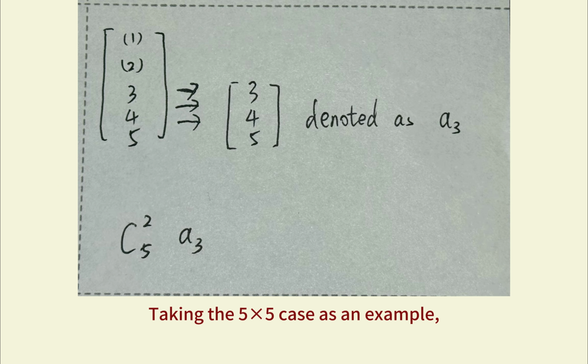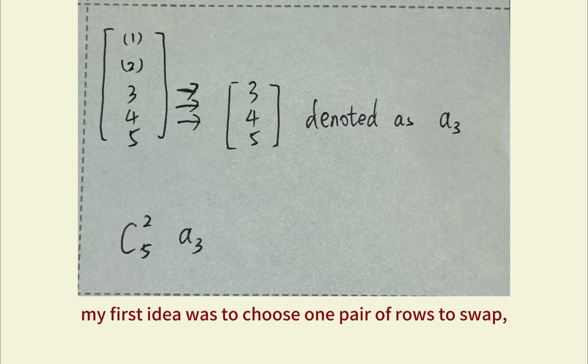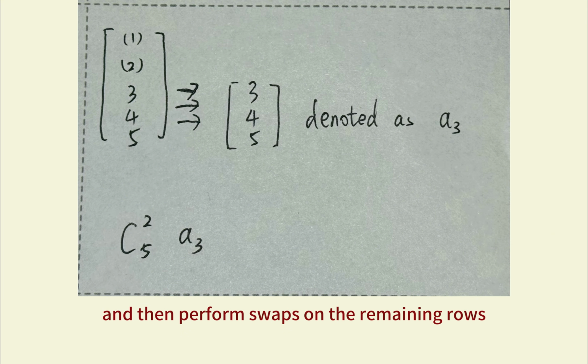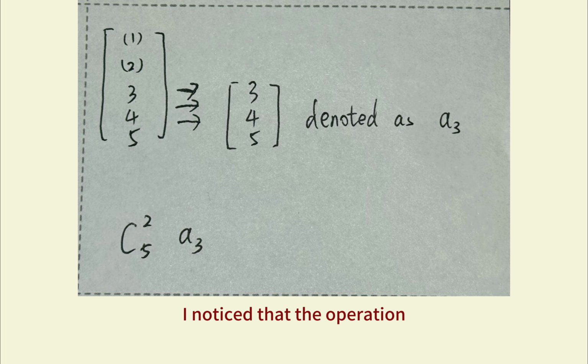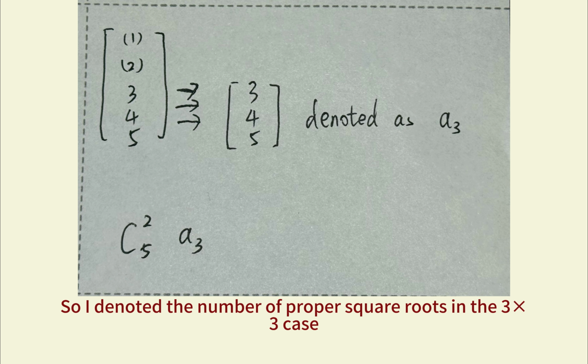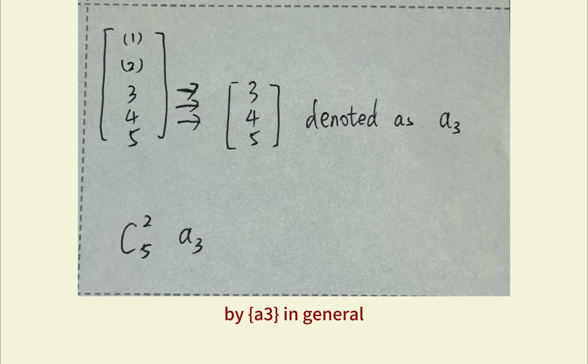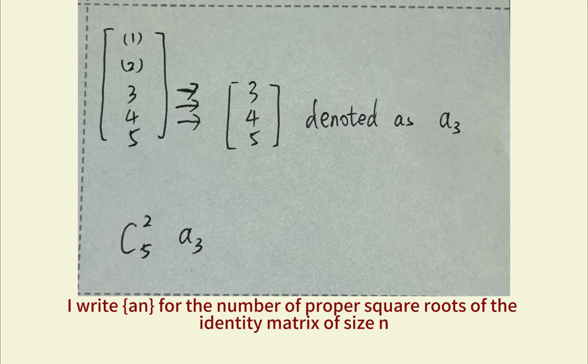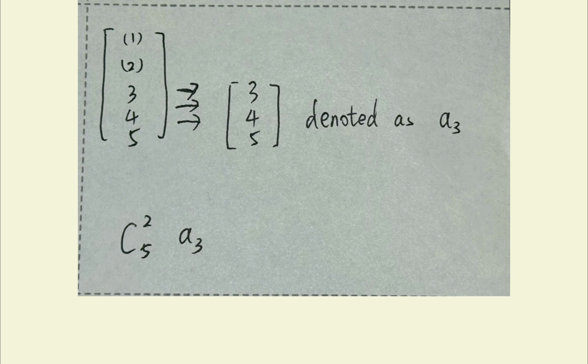Taking the 5x5 case as an example, my first idea was to choose one pair of rows to swap, and then perform swaps on the remaining rows. I noticed that the operation on the remaining rows behaves like the 3x3 case, so I denoted the number of proper square roots in the 3x3 case by A3. In general, I write An for the number of proper square roots of the identity matrix of size n.